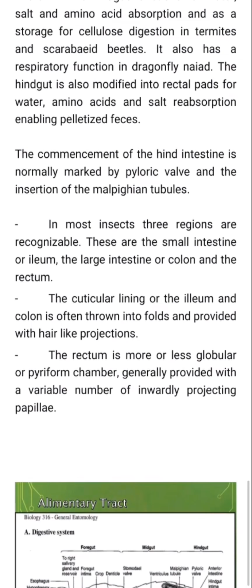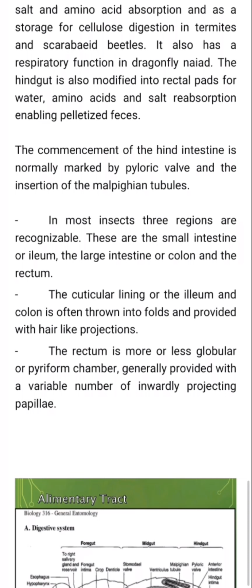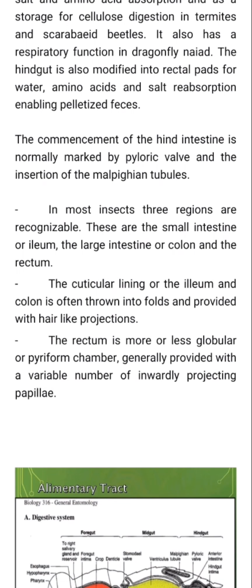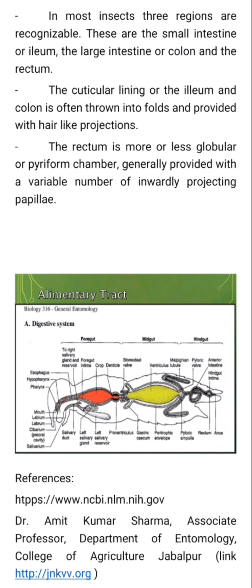The cuticular lining of the ileum and colon is often thrown into folds and provided with hair-like projections. The rectum is a more or less globular or pyriform chamber, generally provided with a variable number of inwardly projecting papillae. So the last one in this picture is the alimentary canal.